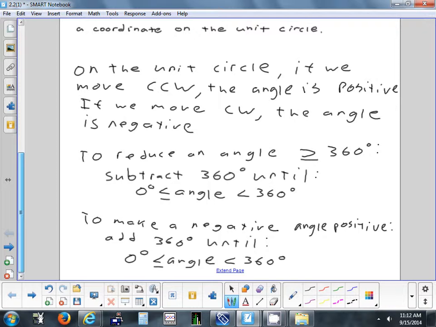Another name for the kind of angles that you end up drawing when you add or subtract 360 is coterminal angles. Coterminal angles are basically angles that have the same initial and terminal side. And that's exactly what we're doing right here.